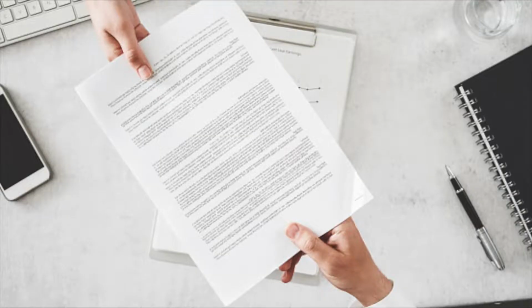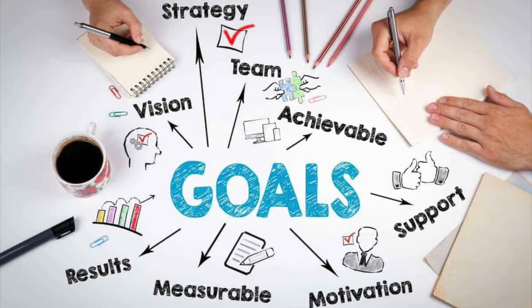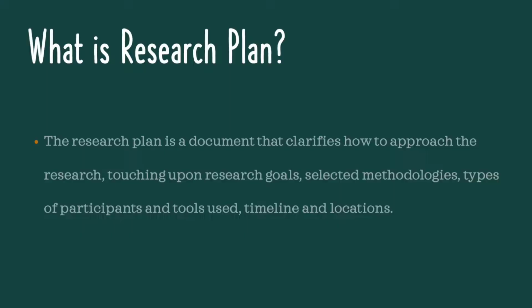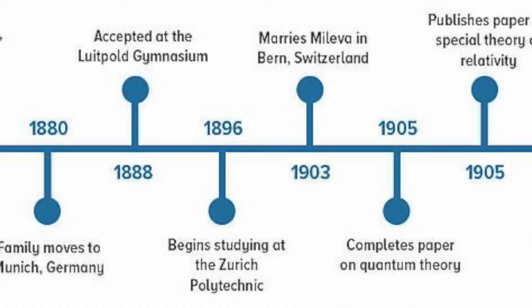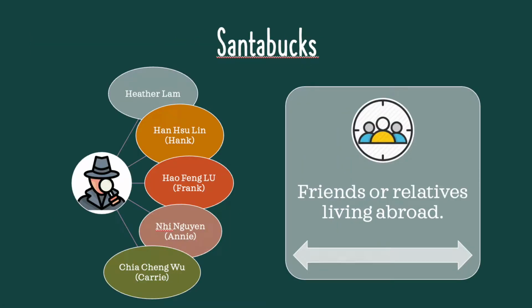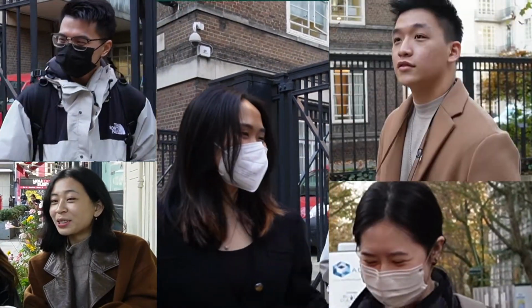A research plan is a document that clarifies how to approach the research, touching upon research goals, selected methodologies, type of participants and tools used, timeline and locations. And it is important to have a research plan in advance to maximize the efforts and modeling activities. Our investigators included Heather, Annie, Hank, Carrie, and Frank.